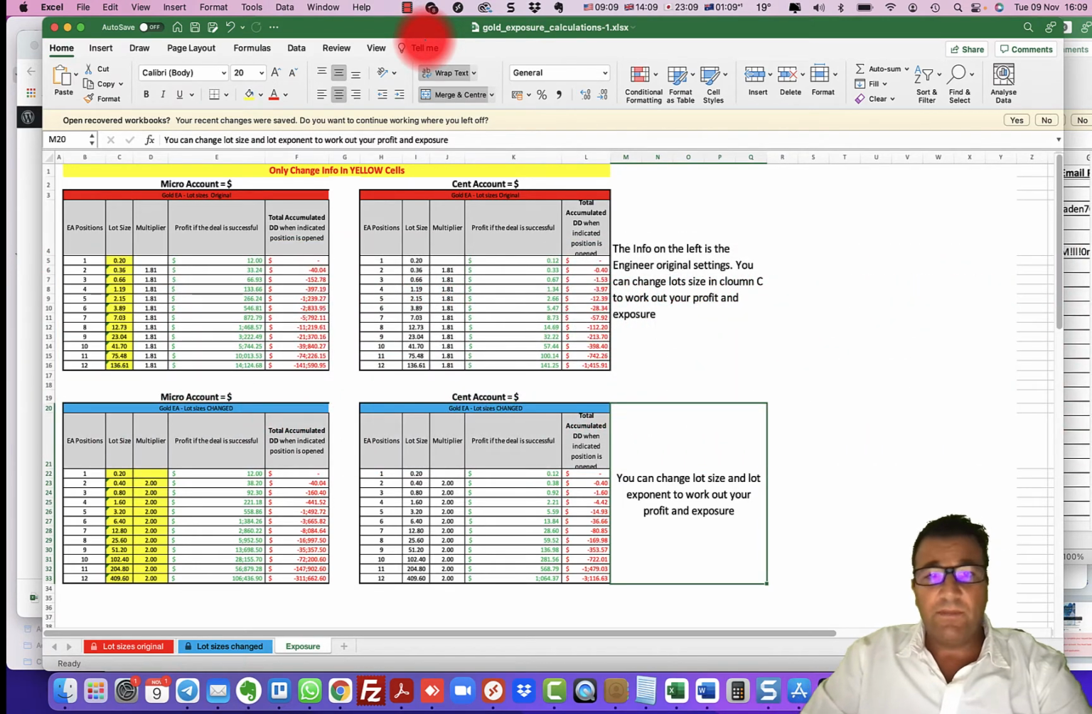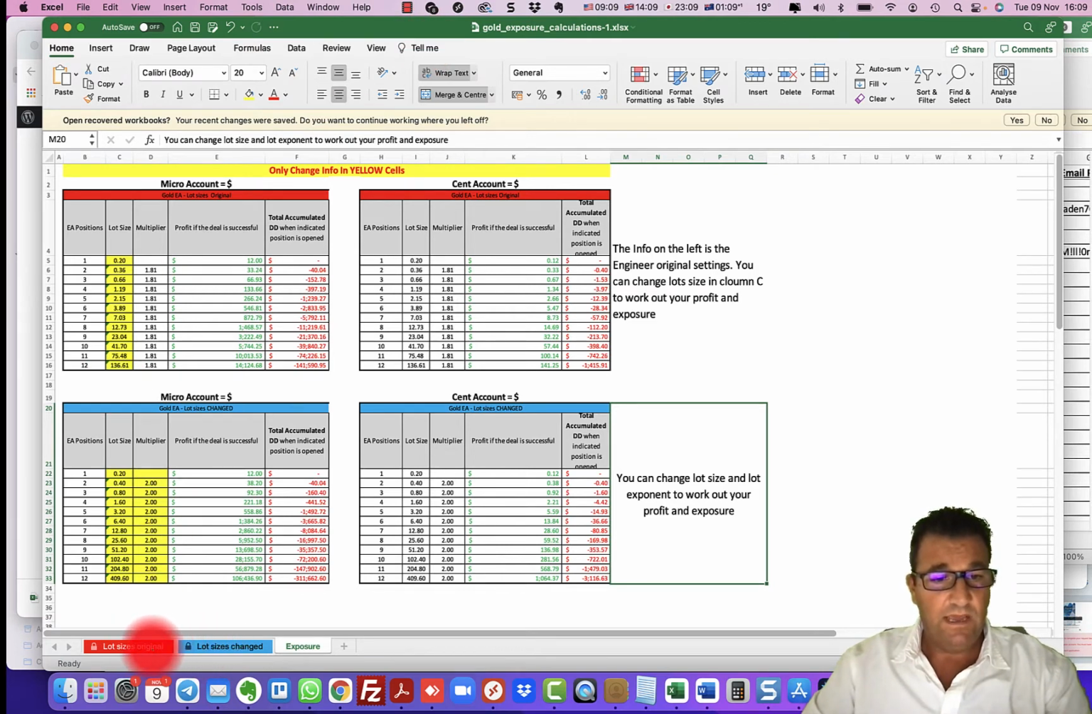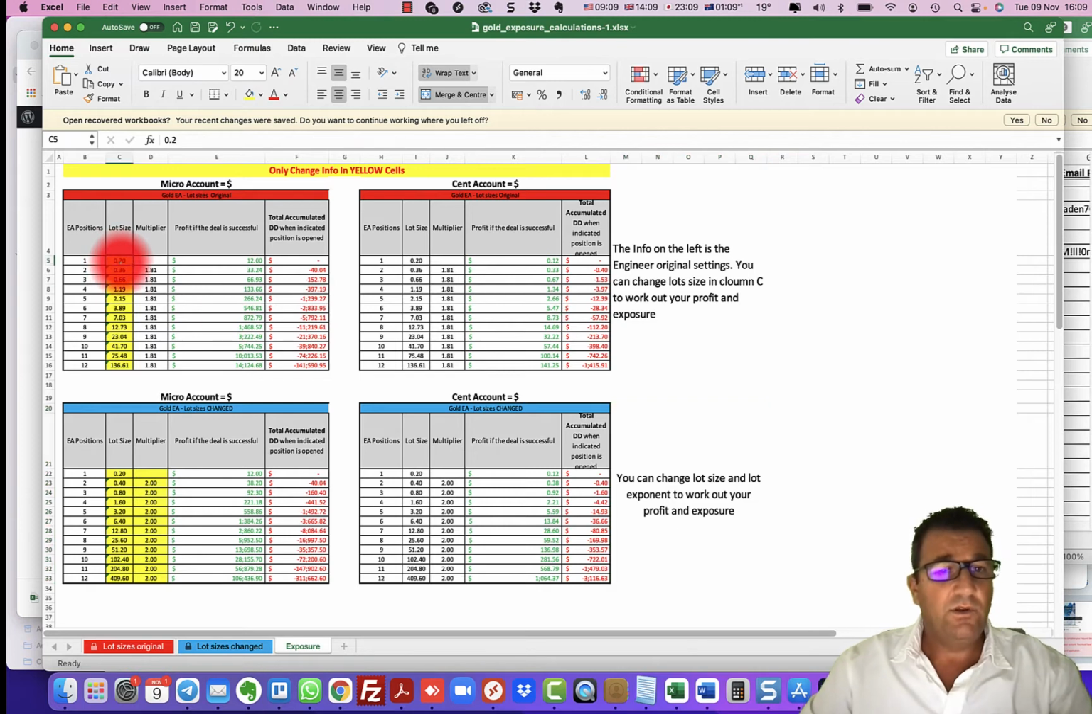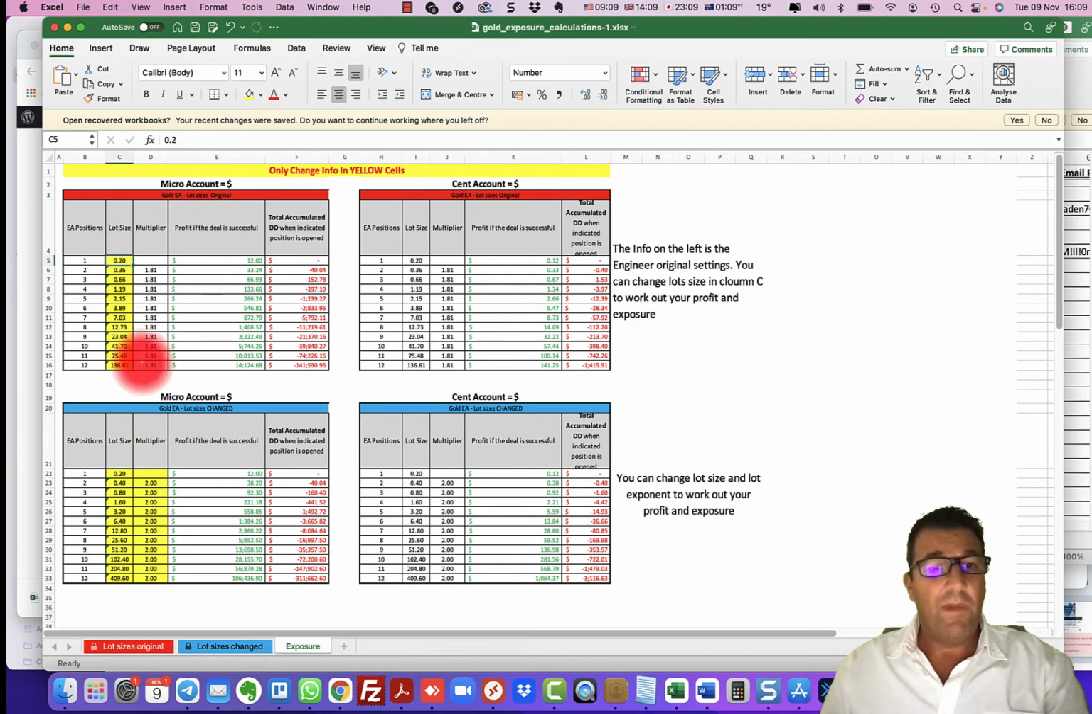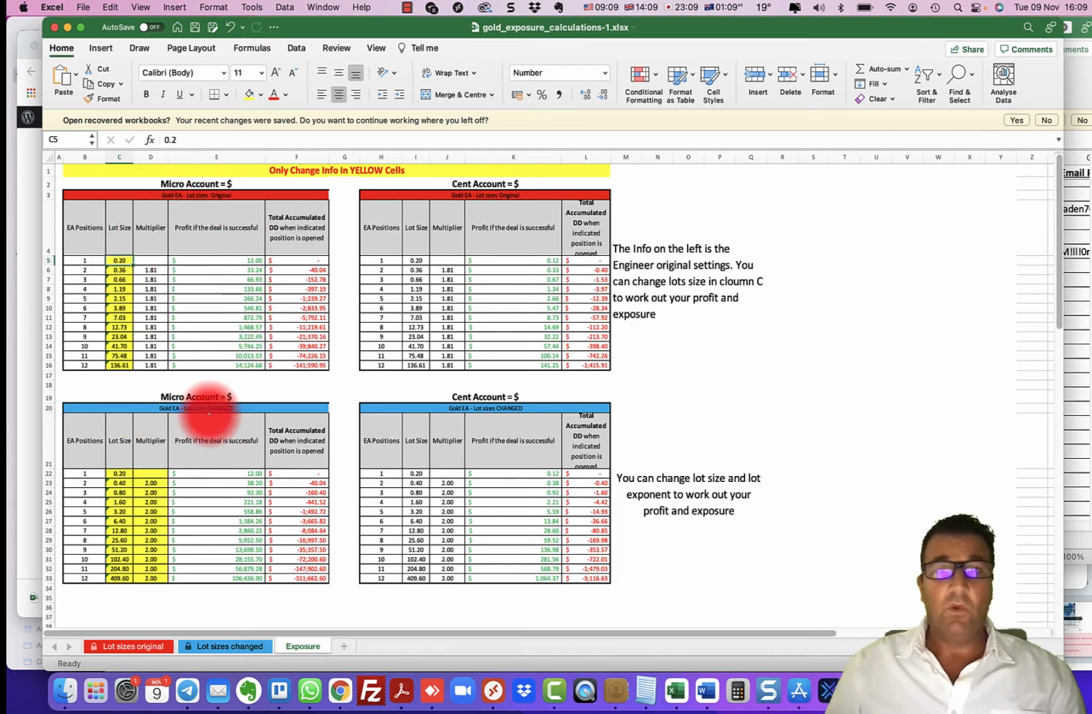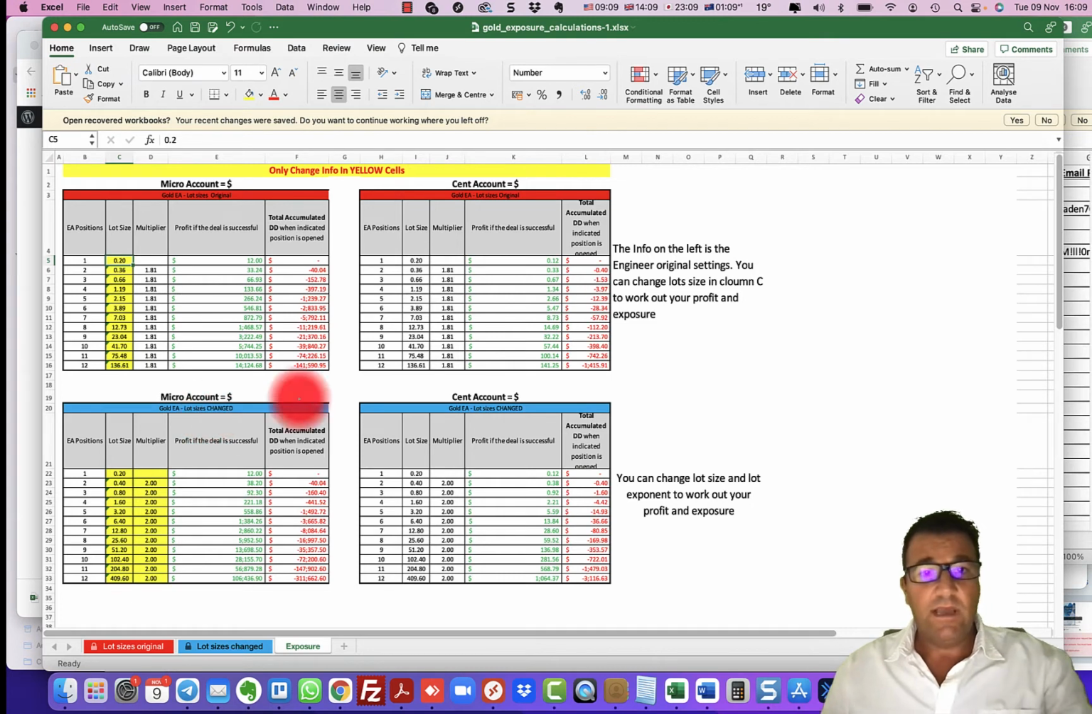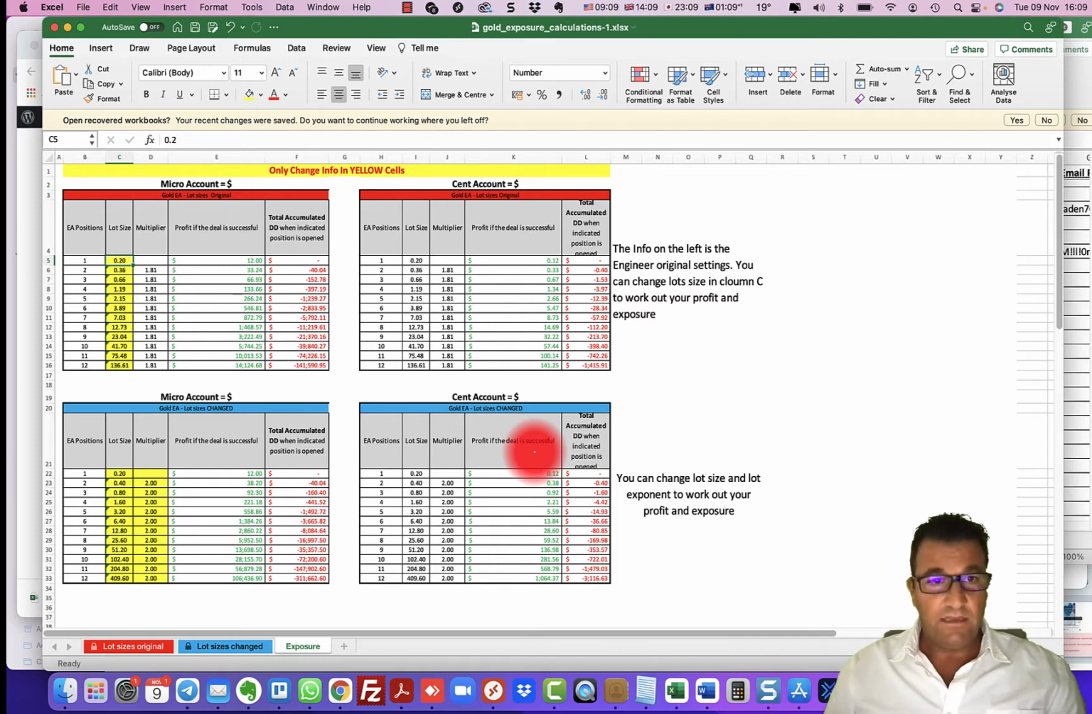So you've opened up the calculator and this is what it looks like. There are 3 tabs over here. They are locked, and there are 2 parts to this calculator for 2 different types of accounts. This is the section for a micro account, which is for capital more than $5,000, and this is the calculator for the cent account, which is for capital less than $5,000.